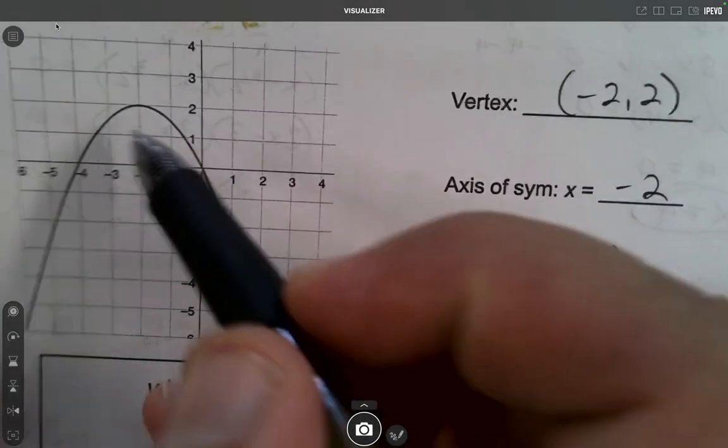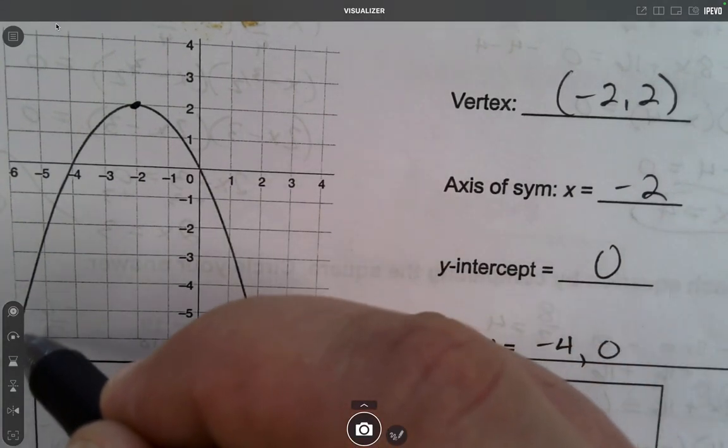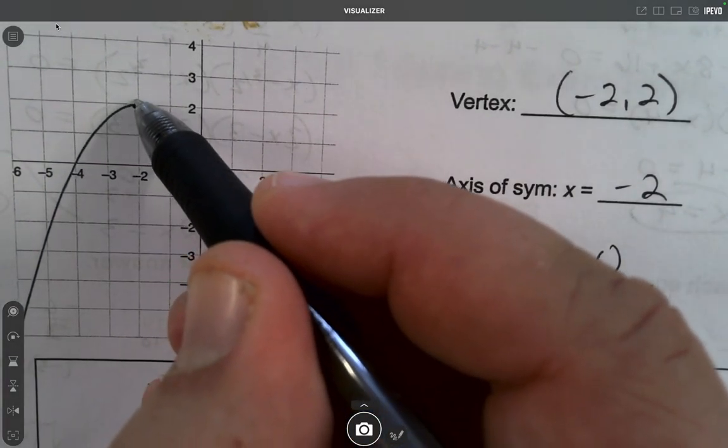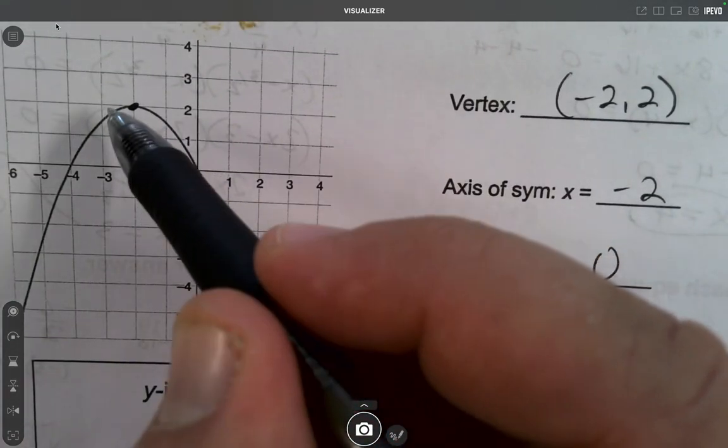Okay, on 68, we want the vertex. The vertex is this point right up here, where it changes direction, because if you think about it, this graph is going uphill, uphill, uphill, uphill, then boom, downhill. So that's that ordered pair right there, -2, 2.